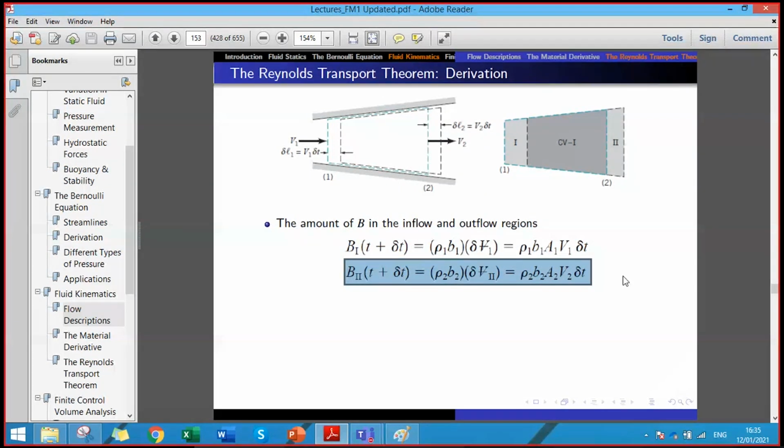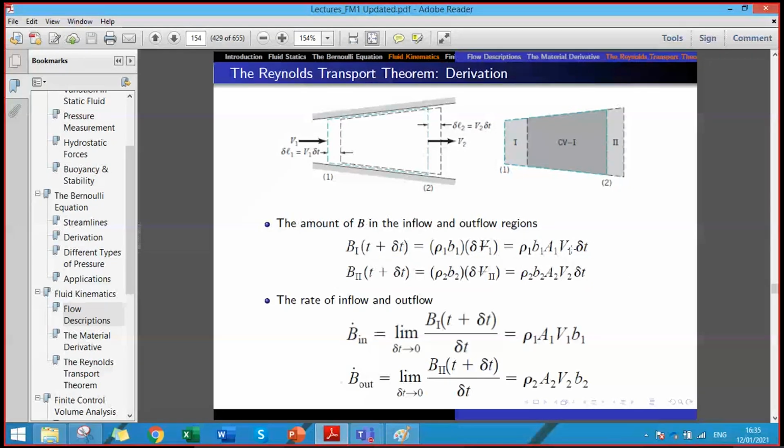Yes, sir. So now there's delta T. If we write that B1 is the inflow and we apply the limit delta T approaches 0, we'll cancel this delta T with this delta T. We'll have rho 1 A1 V1 into B1. For the time being, take B1 equal to 1. So rho 1 A1 V1 is what? It is the mass flow rate.